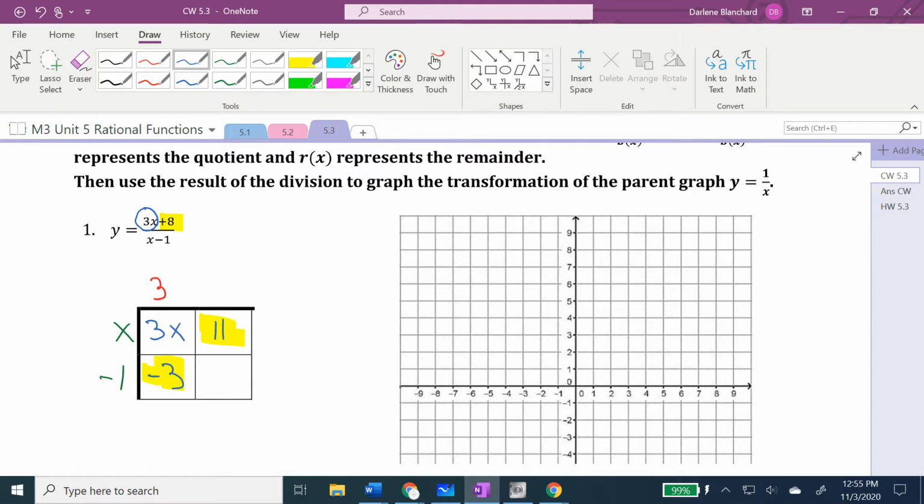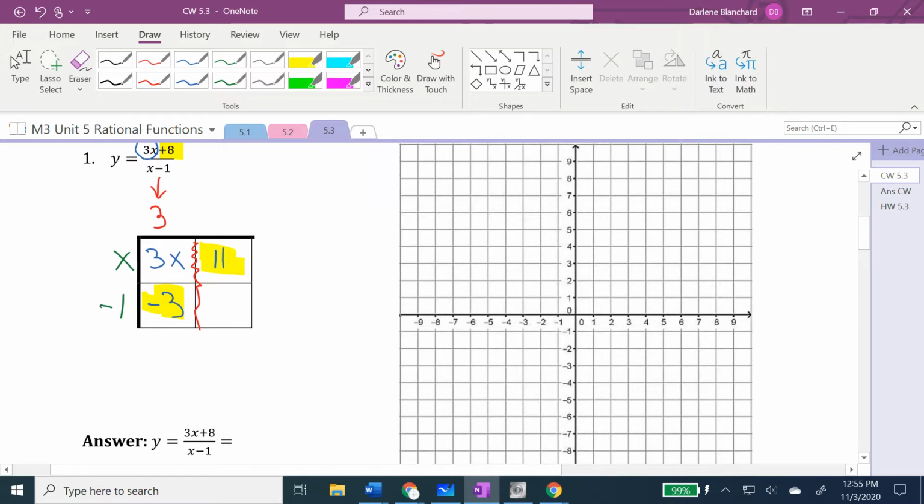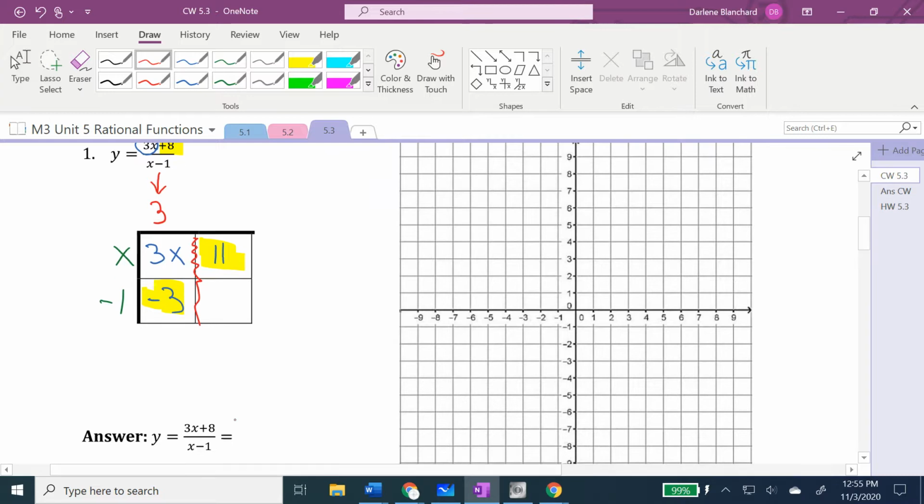Your division is done when your quotient hits the constant, which is what we hit right at the beginning. And we have inside the boxes an entire 3x plus 8. But what we have is a remainder. Our answer to this division is an entire 3 plus a remainder of 11, and that 11 was not able to be divided by the x minus 1.